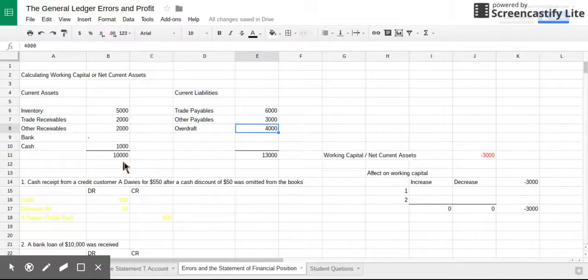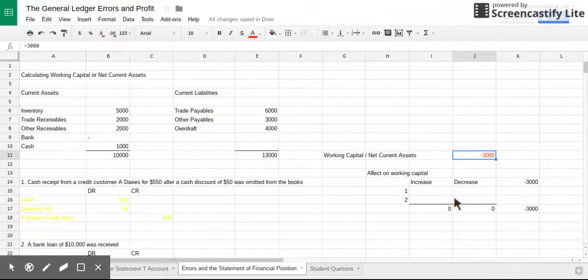So this business has actually got a little bit of trouble because it's got $10,000 worth of cash or things that they should turn to cash within the relatively short term. And against that, it's got to find $13,000 to pay people. So it's got a negative working capital or net current assets of $3,000. So your working capital is the difference between your current assets and your current liabilities. And in some of the older exam papers, you'll also see it called net current assets. The two terms are interchangeable, they mean the same thing.